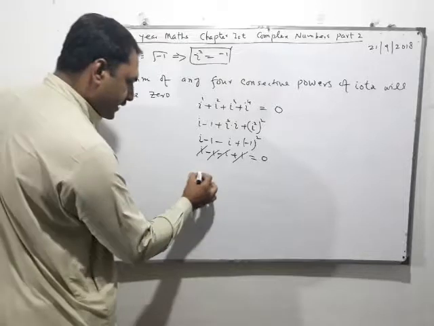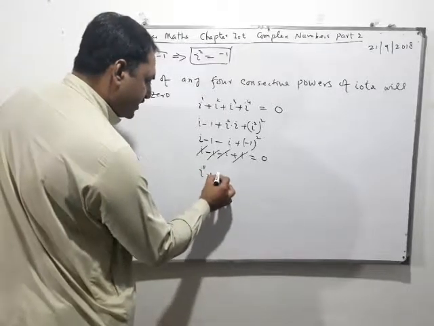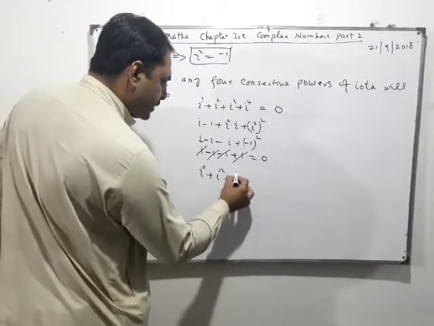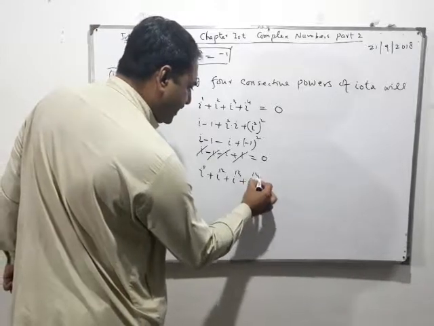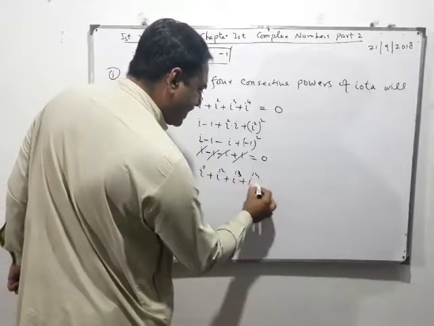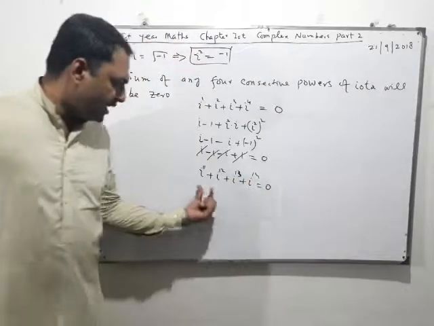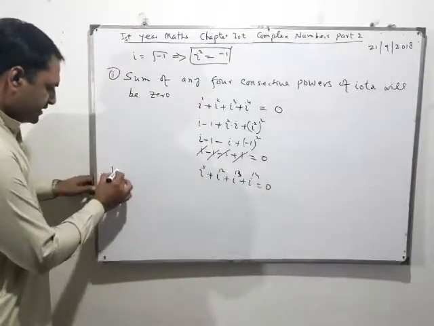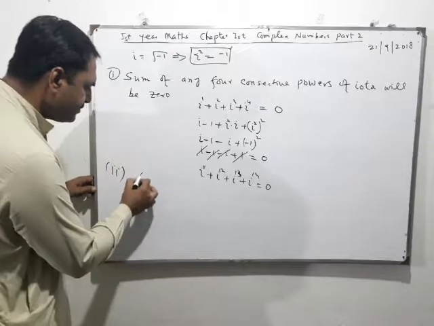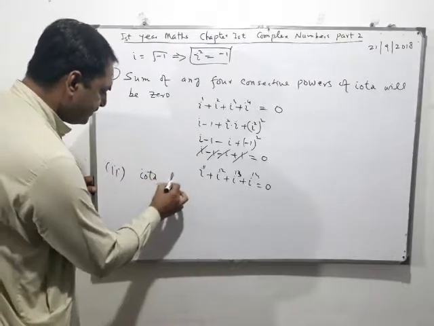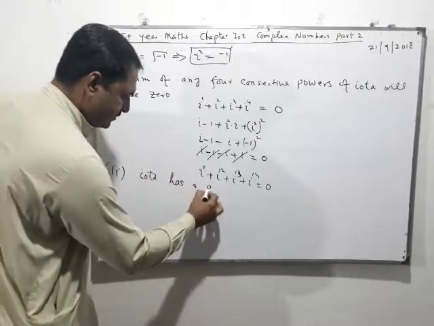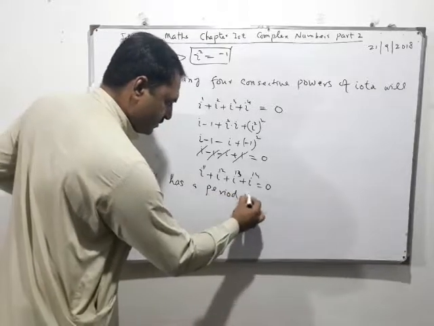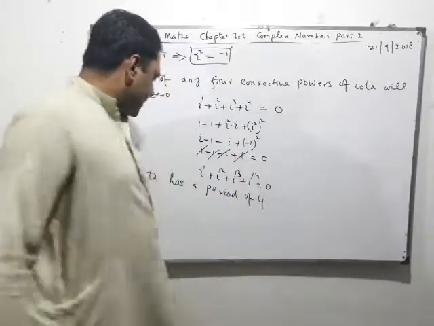Similarly, you can write like iota 11 plus iota 12 plus iota 13 plus iota 14. Any 4 consecutive powers of iota, the sum will equal to 0. The second one is iota has a period of 4.